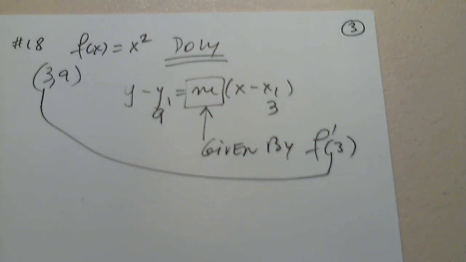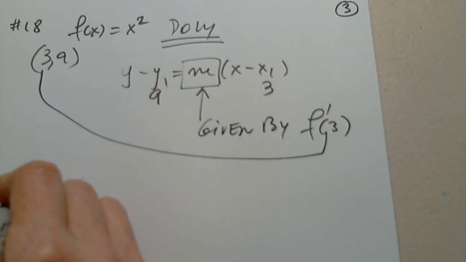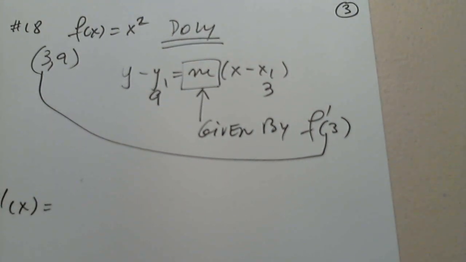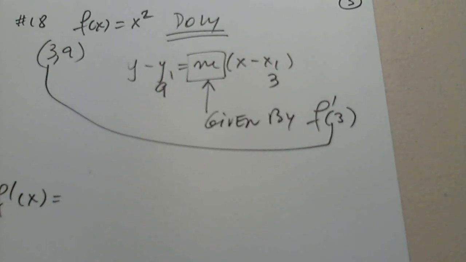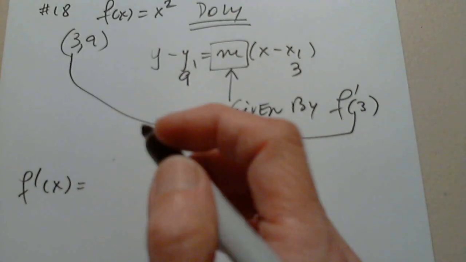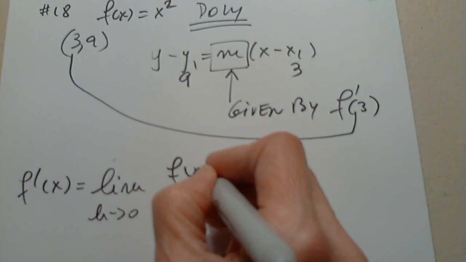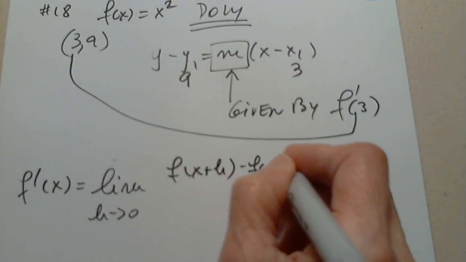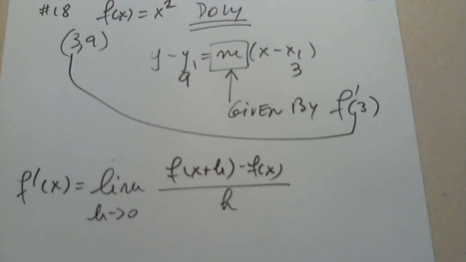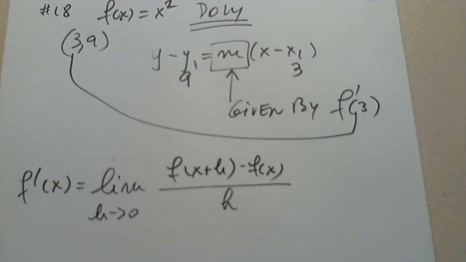So, how do I find f prime of x? I only have one option for the next 10 minutes, and then I'll show you all the other options. Okay, the only option is the limit as h approaches 0 of f of x plus h minus f of x, divided by h. This is the only option for now, for the next few minutes, and then we'll move on to all the differentiation rules. We're going to move away from this definition.